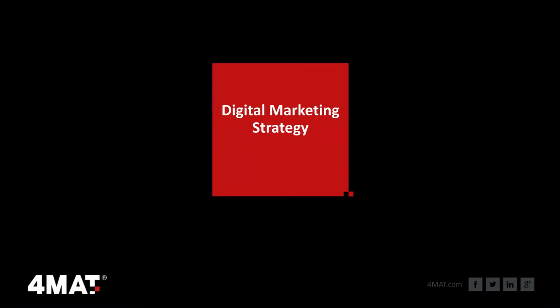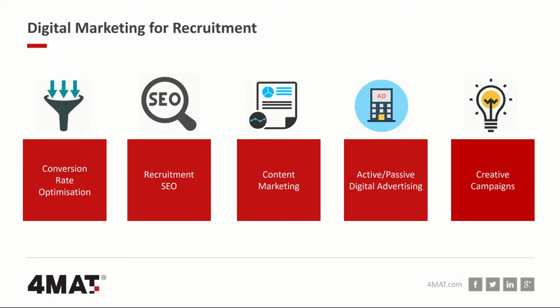So to kick off with the basic elements of a digital marketing strategy, for us these are the 5 main areas that you guys need to be thinking about when you're coming up with a digital recruitment marketing strategy. Going from left to right, so conversion rate optimization is all about those continuous 1% improvements to your website.